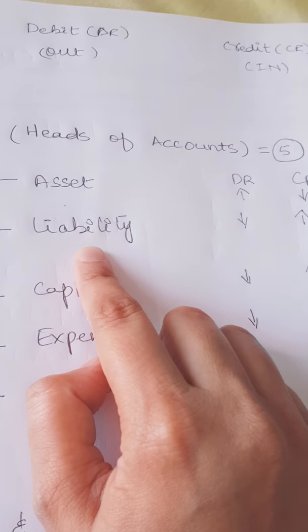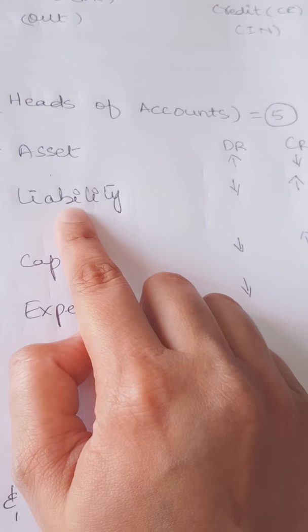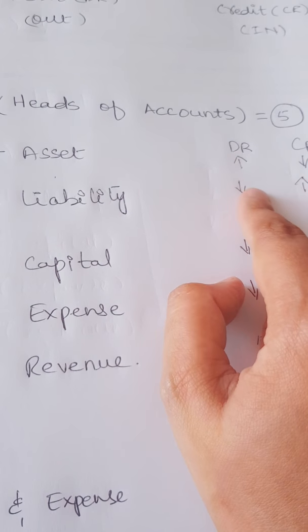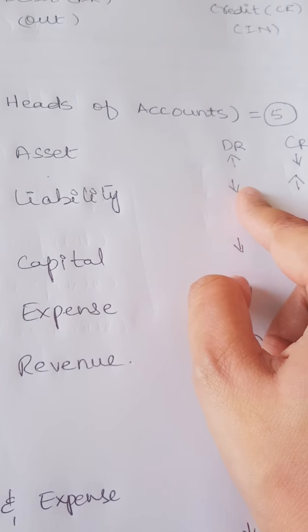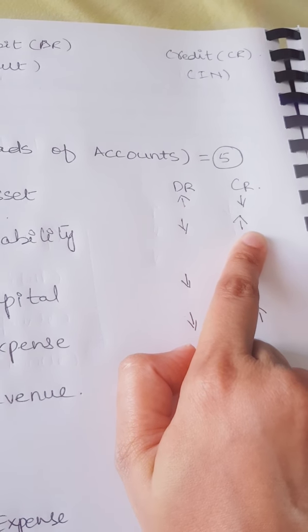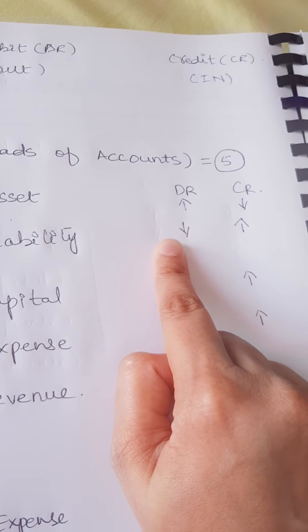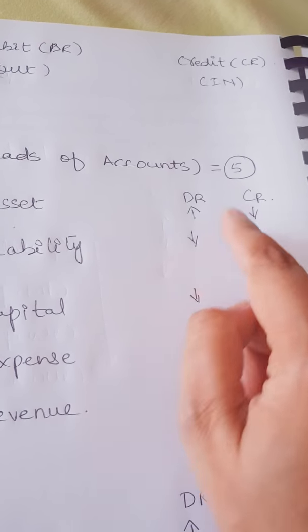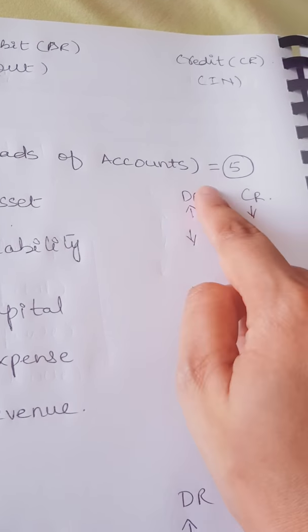The second head of account is liability. How do we record a liability? It is just the opposite of an asset. Whenever our liability increases, it is put on the credit side, and whenever our liability decreases, it is put on the debit side. It is totally opposite of the asset.